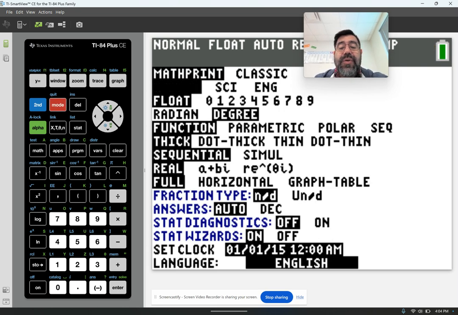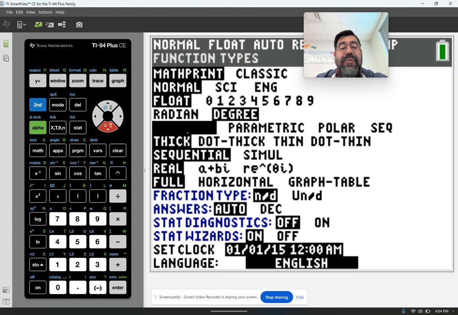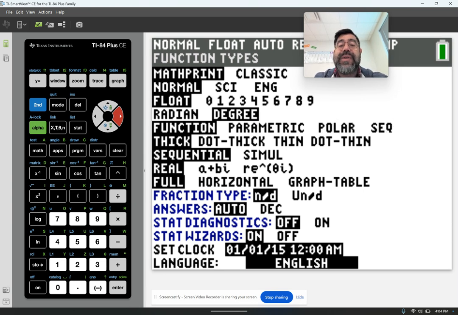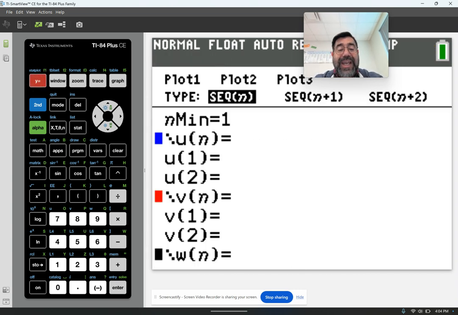Because if you look at mode and you go down to the fifth line, right now we're in function mode, but we can put things in sequence mode. And we're talking about sequences. We're talking about lists of ordered terms. And so when I press enter and I go to y equals, it changes things. Now this looks different. That's okay.